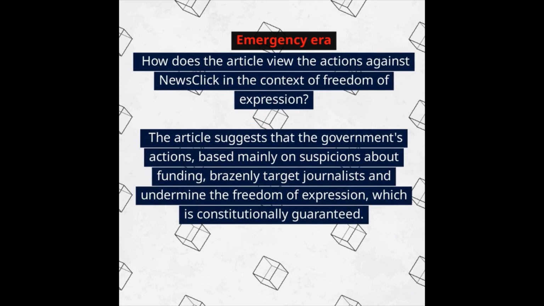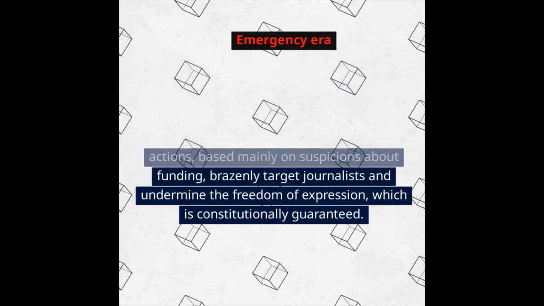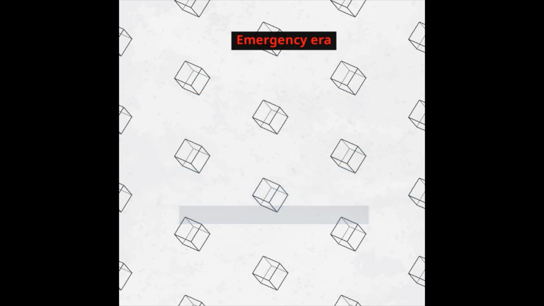How does the article view the actions against NewsClick in the context of freedom of expression? The article suggests that the government's actions, based mainly on suspicions about funding, brazenly target journalists and undermine the freedom of expression, which is constitutionally guaranteed.